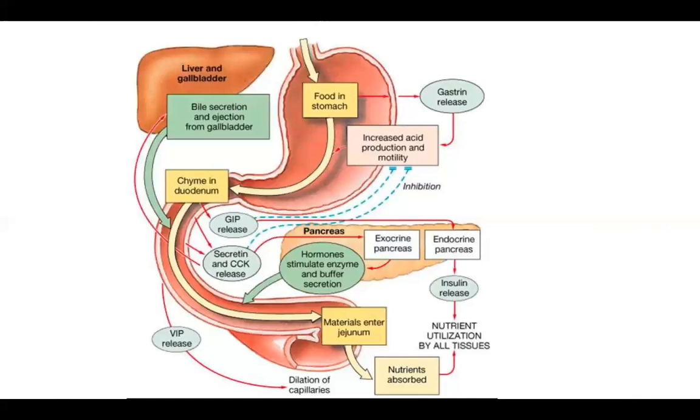Gastric inhibitory peptide is released. This stimulates insulin and reduces gastric motility. And cholecystokinin, or CCK, is released, and this is released due to the presence of fats in that small intestine, and it causes the pancreas to release pancreatic enzymes, as well as causes the gallbladder to contract and release that bile to help digest the fats. Then the materials, after passing through the duodenum, enter the jejunum, where some of the absorption happens. And this is the key where the insulin is important.